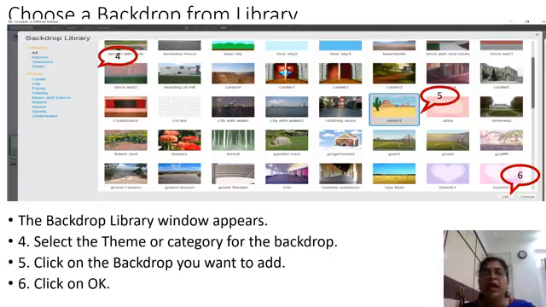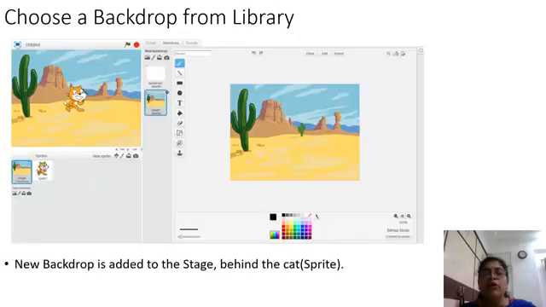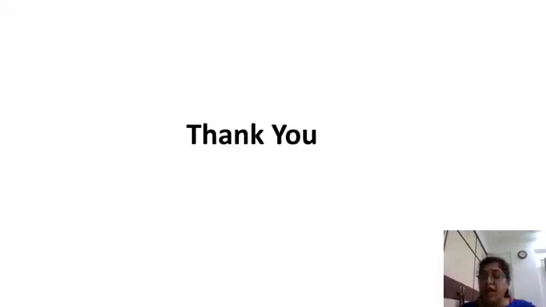After clicking on OK, that backdrop will get applied to our canvas. See here, and here also it is showing this. It is getting applied on the stage and the cat is there on this desert land. Okay. The new backdrop is added to the stage behind the cat, that is the sprite. Understood, all of you? This is a very fun-loving activity which we have done.